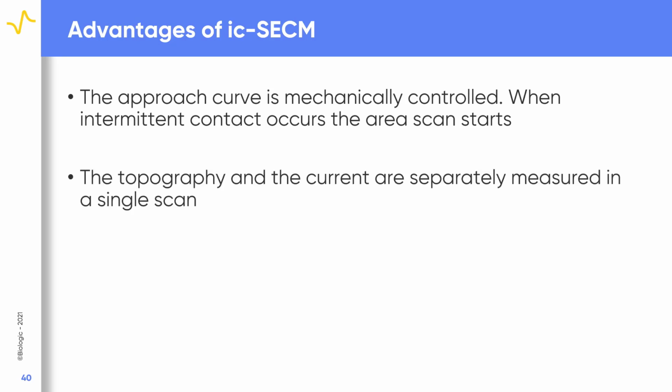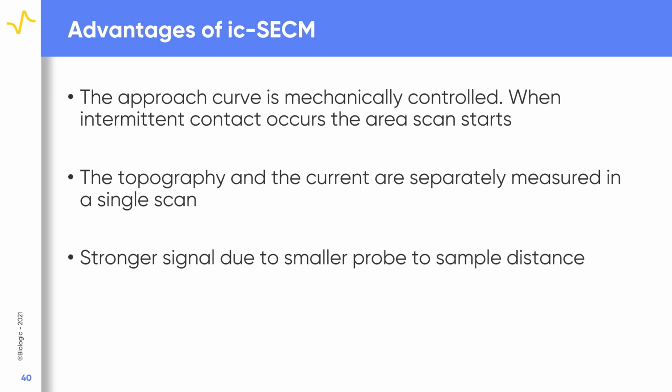ic-SECM also has the advantage, unlike other constant distance techniques, that both topography and activity are measured separately but in a single pass experiment. This allows the resulting maps to be directly compared to correlate features and activity. Because probe crash from sample tilt and topography are not a concern in ic-SECM, it is typically performed at smaller probe to sample distances than constant height SECM. This means the signal measured is stronger and sharper when ic-SECM is used.